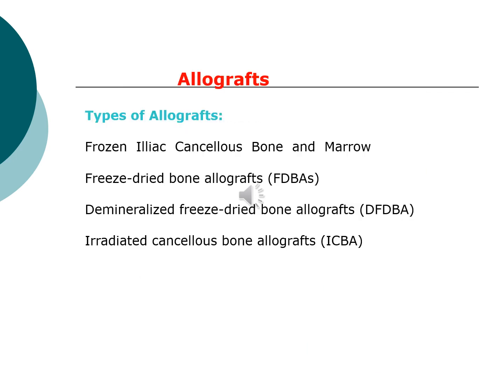So now let's see the various types of allografts. We have frozen iliac cancellous bone and marrow. Second one is freeze dried bone allograft. Third one is demineralized freeze dried bone allograft, DFDBA, and we have irradiated cancellous bone grafts.